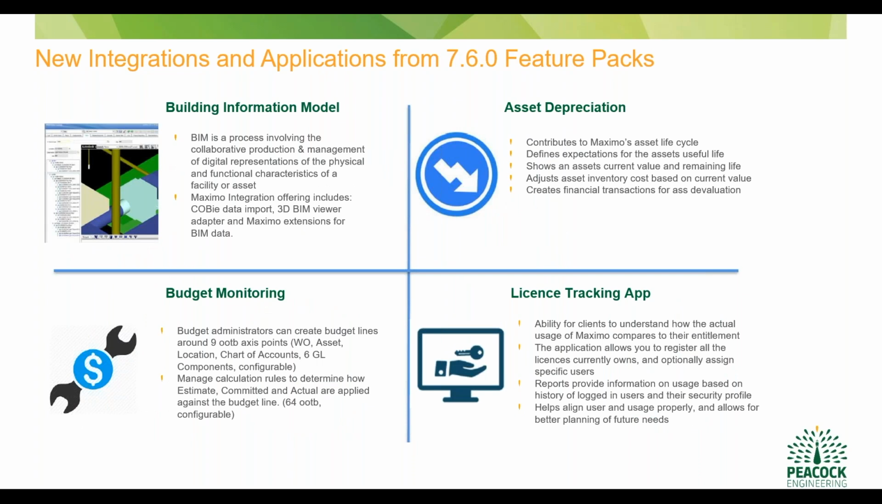In the feature packs from 7.6.0.5, I think these were introduced. I'm not sure which version they came in, but within those, which are rolled up into 7.6.1, you've got BIM. BIM is part of the standard package now. You have asset depreciation, so you can create depreciation schedules against assets. Budget monitoring: you can use the budget monitor application to put budget numbers in there and report on those. There's also a standard license tracking application, which you can use to report on your licensing suite.